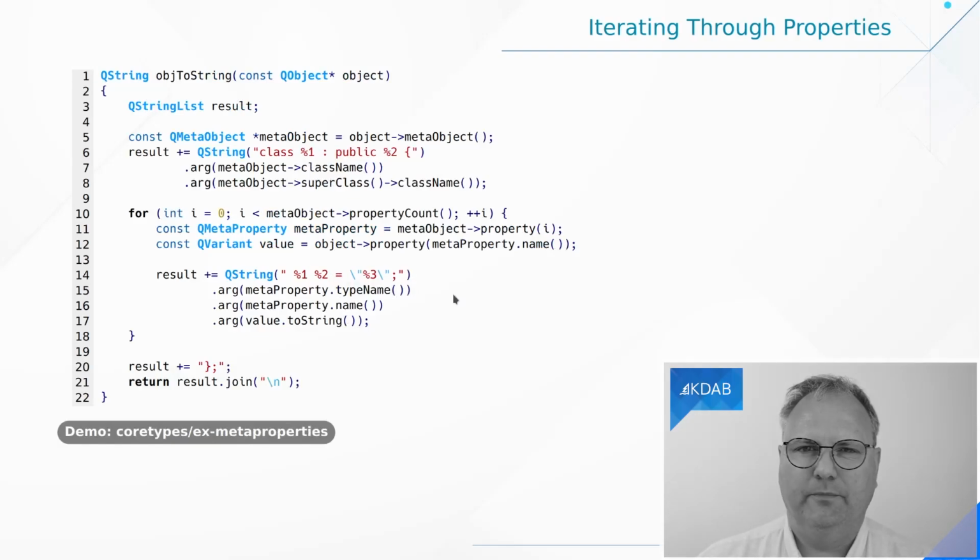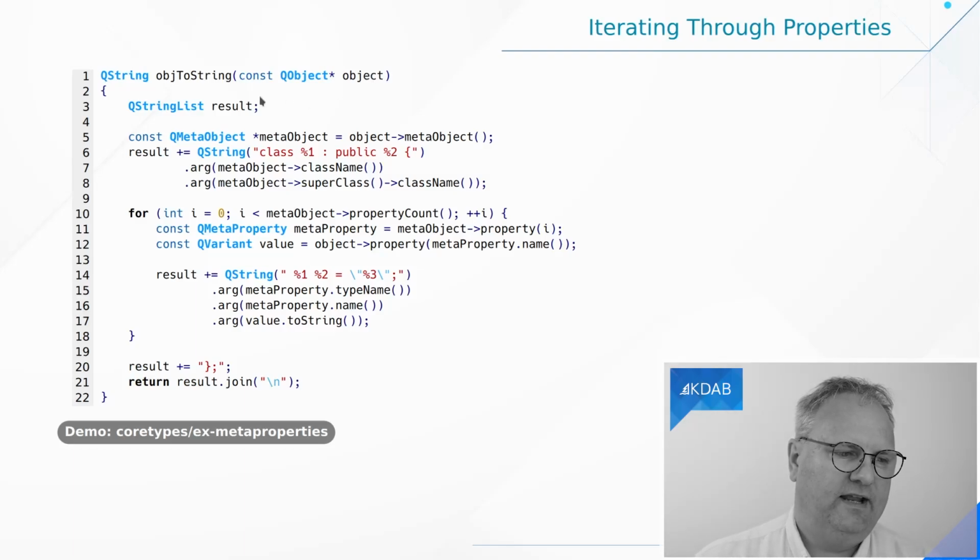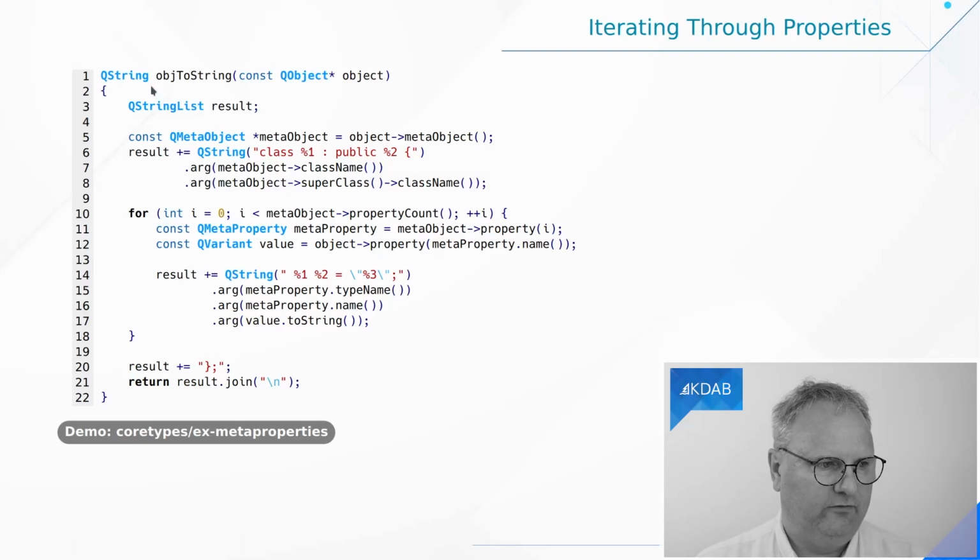Now I would like to show you something, and it just gets weirder and weirder. What I will show you now is a method that more or less can print out the construction of an object. It's given a QObject pointer here, and it will return a QString list. It will actually return a QString, but it will build it up in a QStringList.